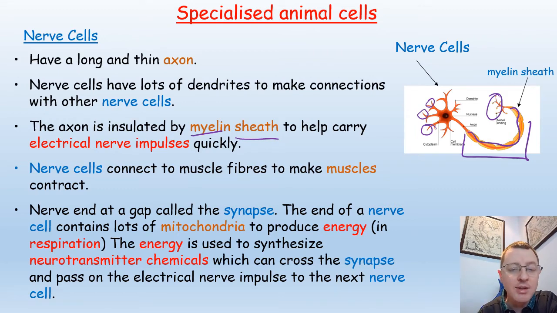Nerves will end at a gap called the synapse. Nerves don't touch each other, there's just this tiny little gap between them known as the synapse. So the end of a nerve cell will contain a large amount of mitochondria to produce energy from respiration, and the energy is used to synthesize neurotransmitter chemicals, which can then cross the synapse and pass on electrical nerve impulses to the next cell. So these nerve cells are highly specialized and well adapted to their functions.